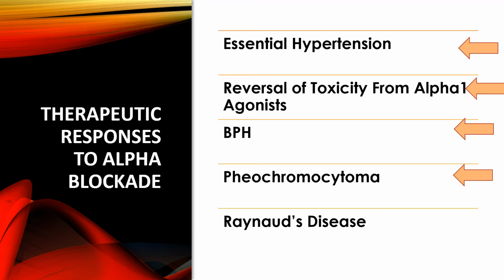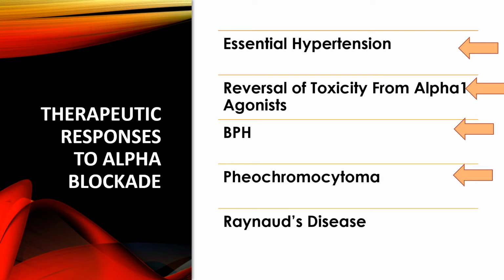Since it is a catecholamine-secreting tumor, there is an increase in alpha-1 receptor function, wherein there will be an increase in blood pressure. So we give alpha blockade drugs to counteract the effect of the alpha-1 receptors.